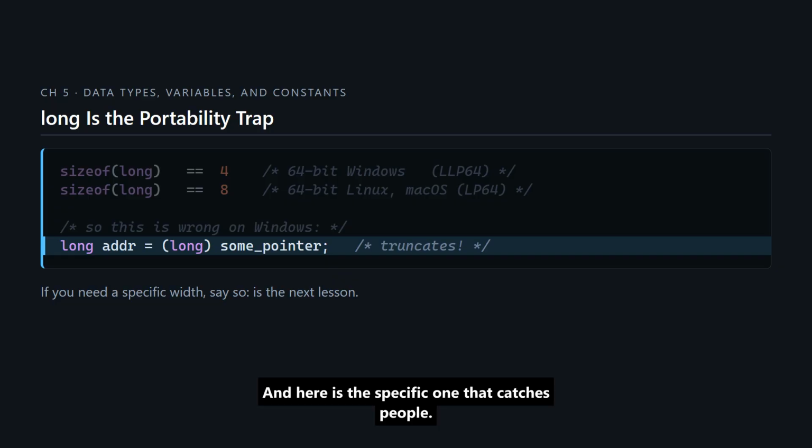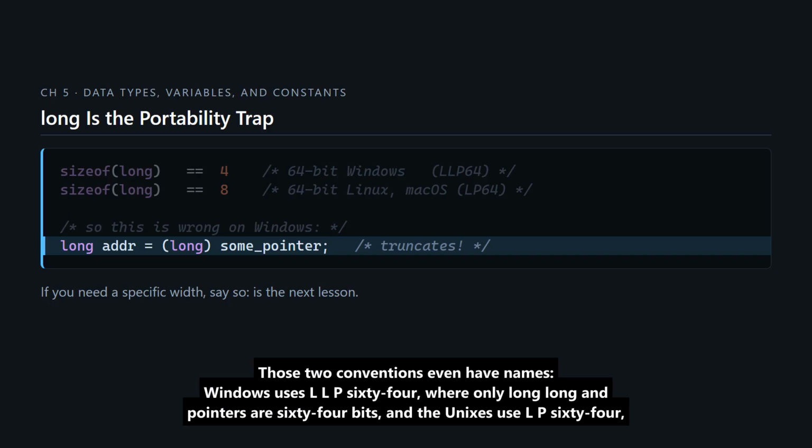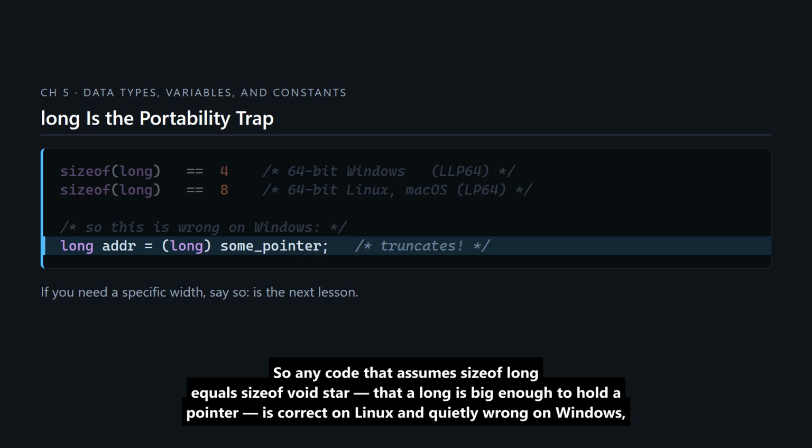And here is the specific one that catches people. Long is 4 bytes on 64-bit Windows and 8 bytes on 64-bit Linux and Mac OS. Those two conventions even have names. Windows uses LLP64, where only long long and pointers are 64 bits, and the Unixes use LP64, where long and pointers are both 64 bits.